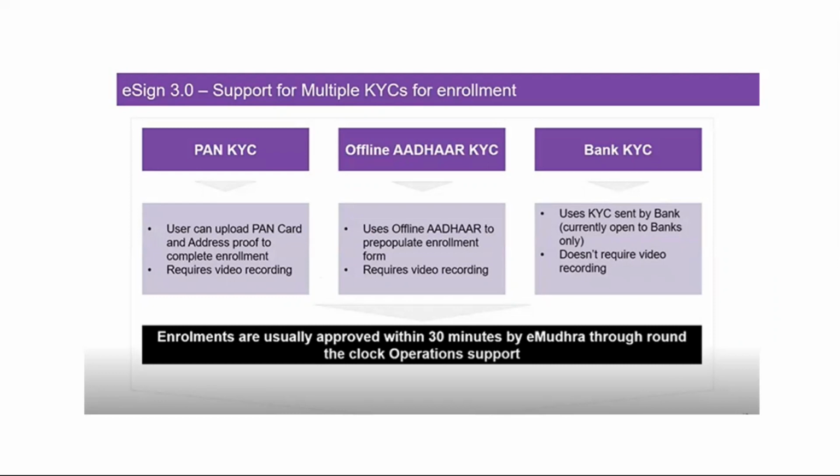The third methodology is bank KYC, which is set by the banks themselves. Currently, this facility is open with the banks only. In PAN KYC and offline KYC of Aadhaar, proof of identity and proof of address needs to be supplemented with a video recording for 30 seconds. Whereas a bank KYC doesn't require video recording.